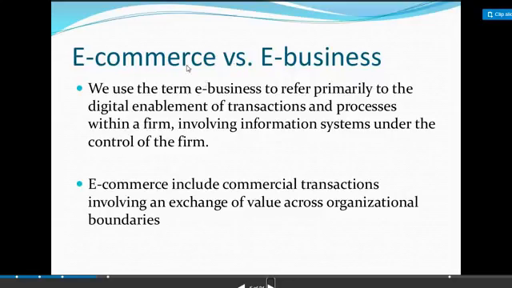Now see the difference between electronic commerce versus e-business. We use the term e-business to refer primarily to the digital enablement of transactions and processes within a firm, involving information systems under the control of the firm. Electronic commerce includes commercial transactions. Commercial is important here: commercial transactions involving an exchange of value across organizational boundaries.